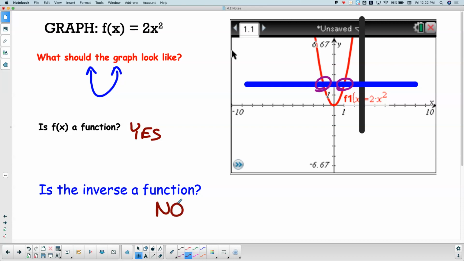Is f of x equals 2x squared a one-to-one function? No. Nope, it's not. It is a function, but it's not one-to-one. Its inverse is not a function.